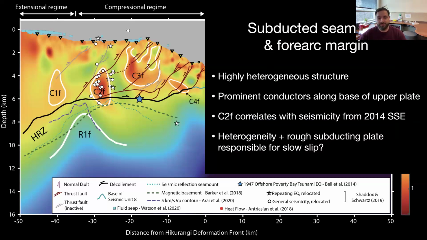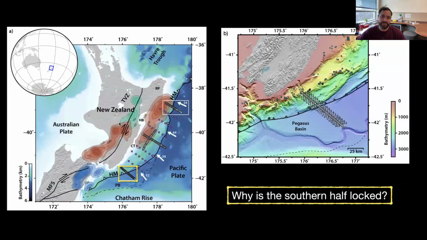And I should note that it's not like we're the first to suggest this. Actually, there's a paper by Barnes et al. based on IODP drilling that suggested that it was heterogeneity that's responsible really for the seismic behavior in the northern part of the margin, including the occurrence of repeating slow slip events. So it's nice to see that we're seeing something comparable, but from the perspective of the fluids and the porosity structure.